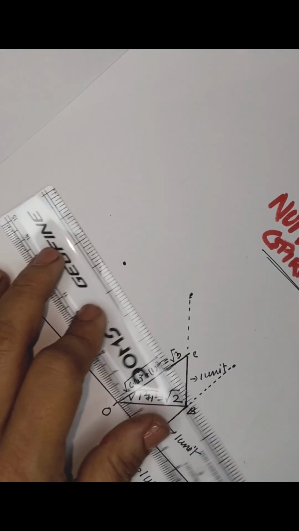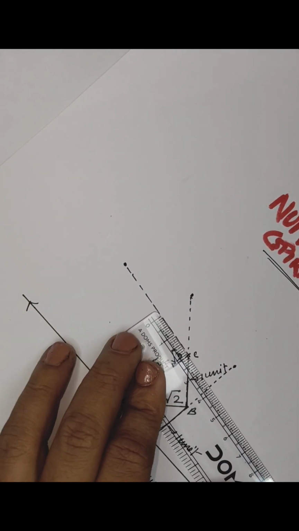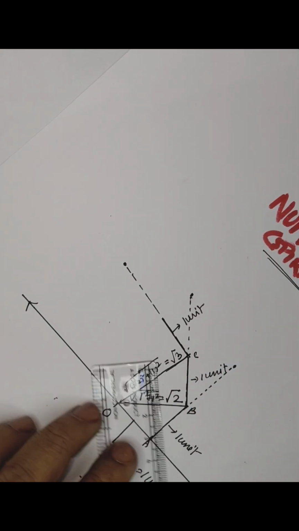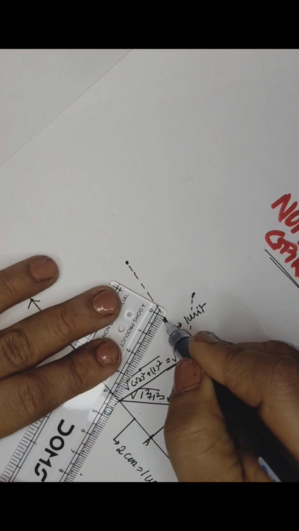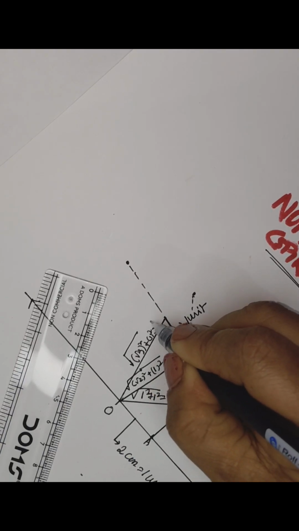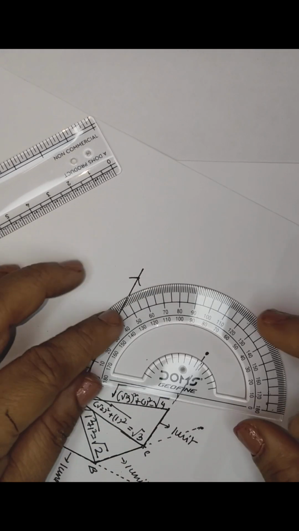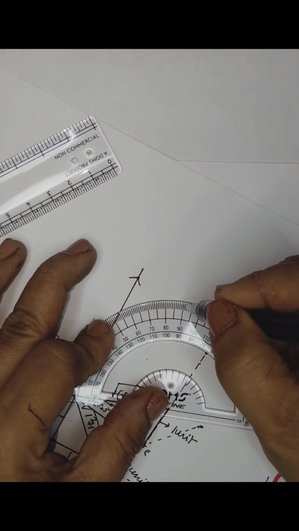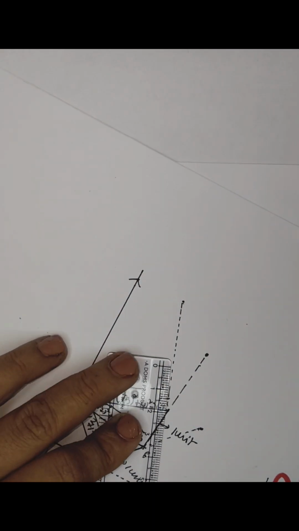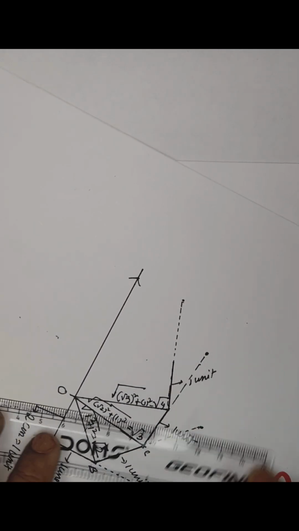After getting OC as root 3, let us draw another perpendicular at point C, taking OC as base. Again, measure 2 centimeter as 1 unit on the perpendicular and mark point D. Let us join OD. Again, we get a right angle triangle OCD, where angle C is 90 degree, OC is root 3, CD is 1. So, by using Pythagoras theorem, we can find out the value of OD, that is root 3 whole square plus 1 square, which means 4. So, OD is root 4. Root 4 means 2. Now, let us draw the final perpendicular at point D and measure 2 centimeter as 1 unit and mark the point E as the end point.